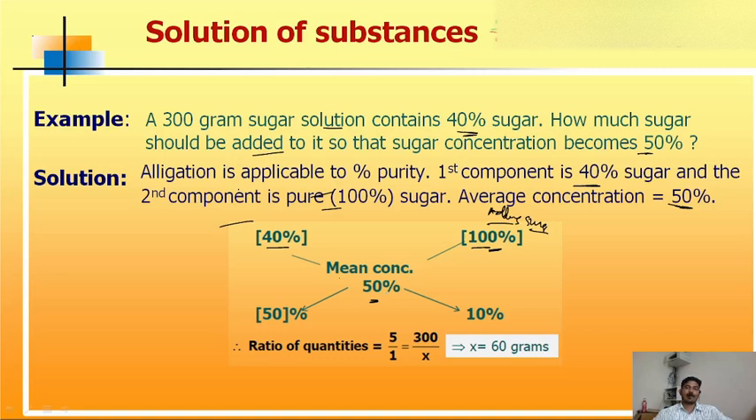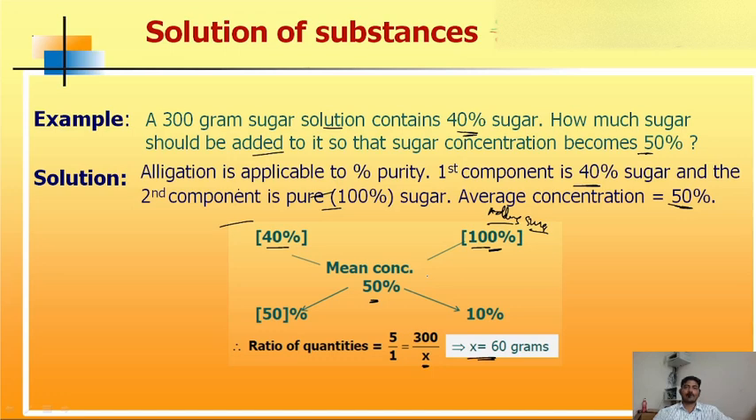And if we apply the alligation concept here, 50 minus 40, that will be 10, and 100 minus 50, that will give us 50. So if we take the quantities here, and we need to find how much quantity was added here, that we could take as x here. 5 by 1 will be equal to 300 divided by x, and if we simplify this equation, we'll get the x value as 60 grams here.